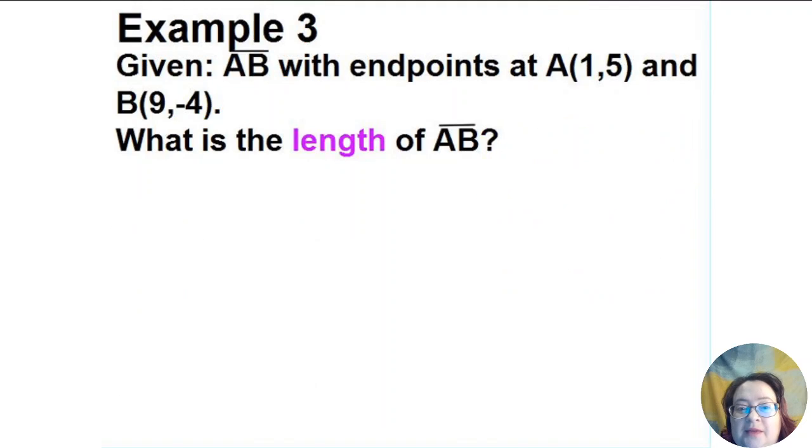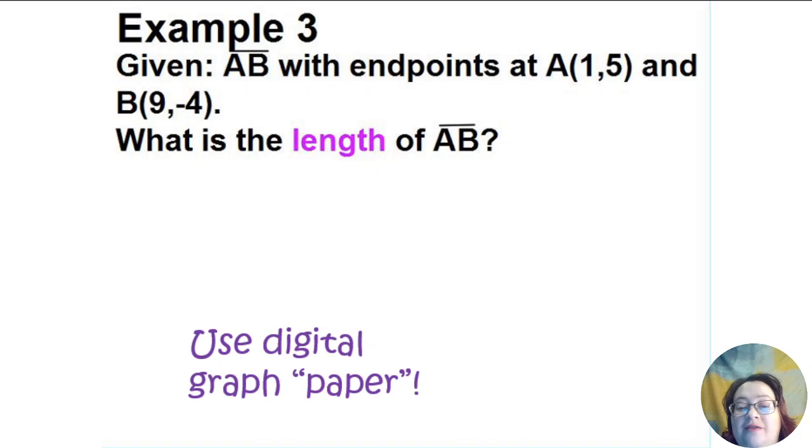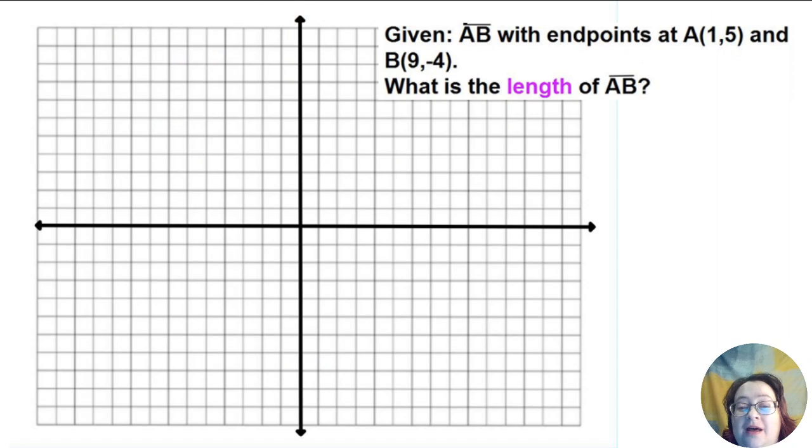Last one, we're given AB with endpoints at A (1, 5) and B (9, -4). What is the length of segment AB? We don't have a picture, so what we're going to have to do is use our digital graph paper. I'm going to pull that up, and I'm going to plot those points first. So I have (1, 5) at point A, so I put a circle there and I label it. And then B (9, -4), I put a point and label it, and then I connect the two.